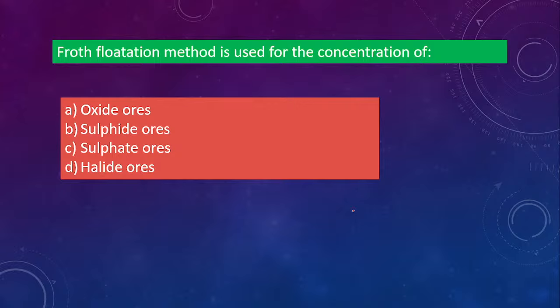Halide means halogens, okay? Chlorine, bromine, iodine. These are called halogens. So these are halide ores. Ores having halogens in them, okay? So you have to tell me where do we use the flotation method. Can you answer?